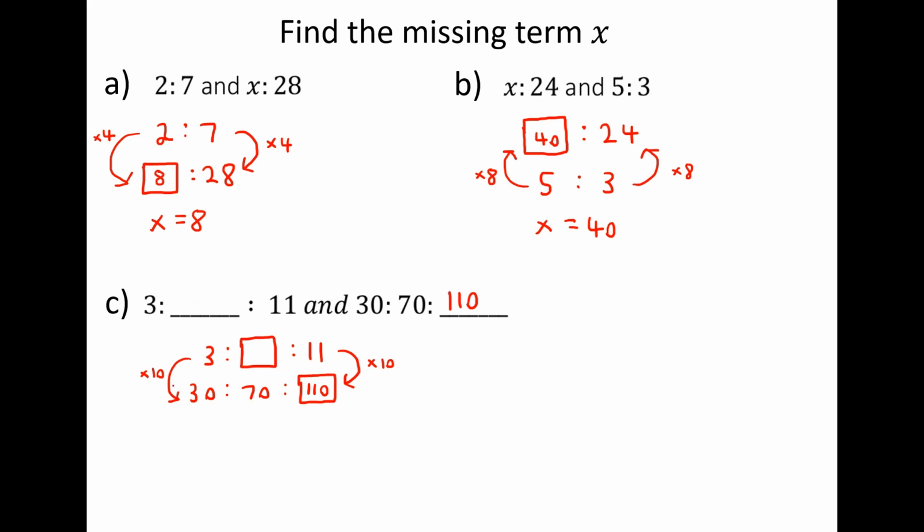So if I multiplied by 10 from 3 to get to 30, and 11 times 10 to get to 110, for 70, couldn't I do the reverse? Couldn't I divide it by 10? And that's the thing, I could divide it by 10. Because to get to 70, I have to multiply by 10. So I can simply take 70 and divide it by 10 to get back to the original. In this case, 70 divided by 10 is 7. So my answer here is going to be 7. And now I've solved for all of my missing terms.